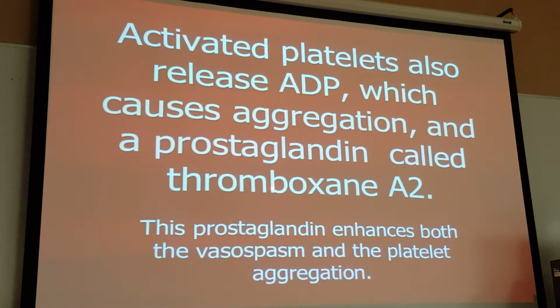And the inability to produce thromboxane compromises one's ability to clot. That's why aspirin, which is a prostaglandin inhibitor, functions as a mild anticoagulant, something we've mentioned before. Because if you block prostaglandin synthesis, you block the synthesis of thromboxane, because it's a prostaglandin.